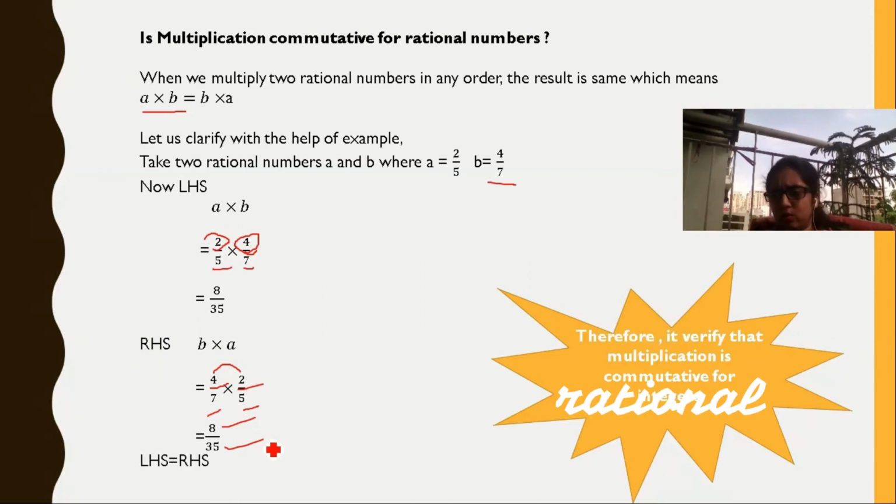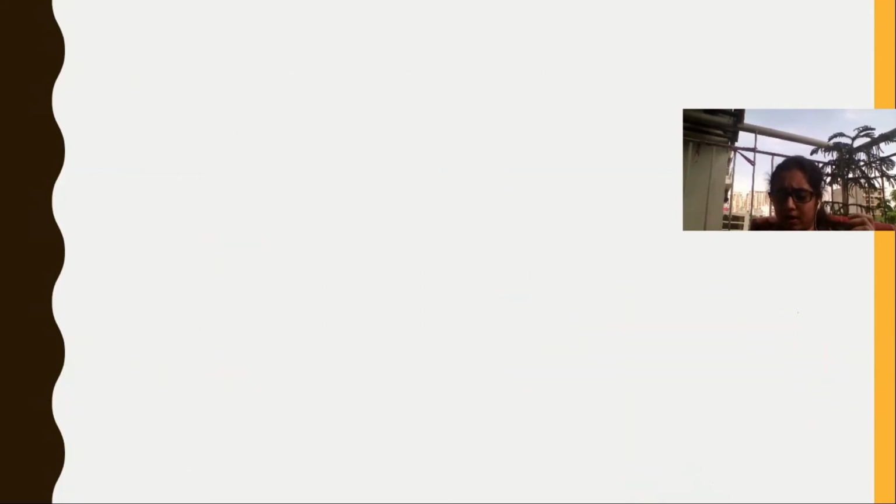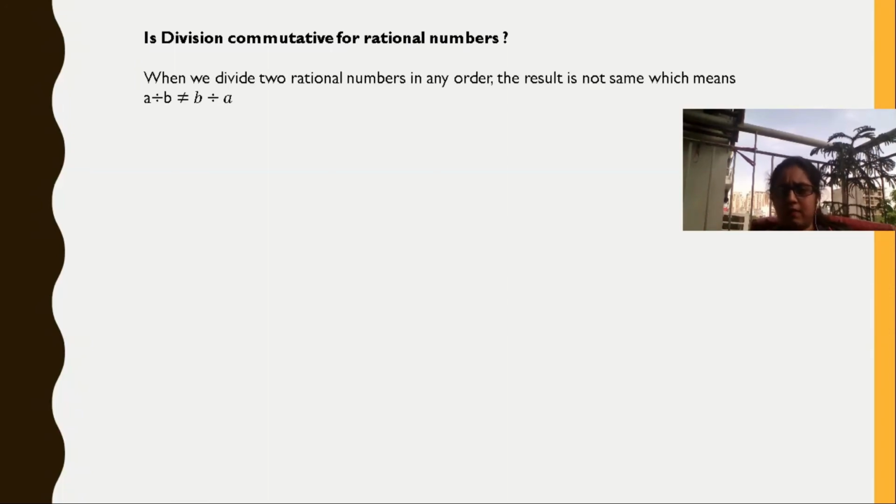Now we will check whether division is commutative for rational numbers. In this property, we will take two rational numbers, then divide them in any order. We will find whether we get the same result or not. When we divide two rational numbers in any order, the result is not the same, which means that a divided by b is not equal to b divided by a.